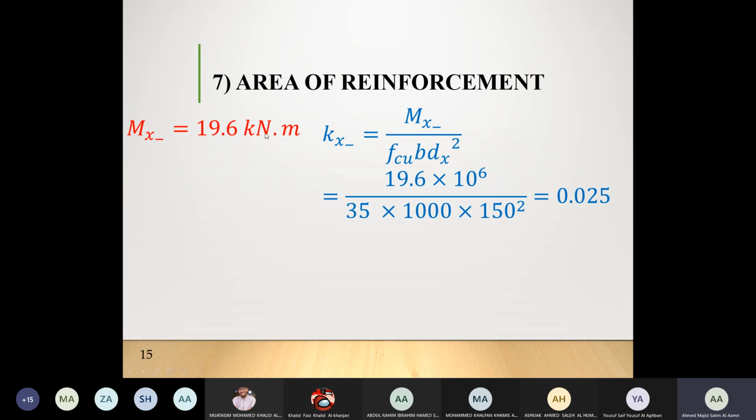Okay. Your concrete is in Newton per millimeter square. So this kilonewton meter needs to be converted to Newton millimeter. Kilonewton to Newton, multiplied by 1000, meter to millimeter, multiplied by 1000. 1000 into 1000 is 10 to the power of 6 or 1 million. So 35 multiplied by the width. Width is 1 meter, so 1 meter to be converted to millimeter, so that's going to be 1000 millimeters. Dx we have calculated it earlier to be 150, so we have got the value of k to be 0.025.